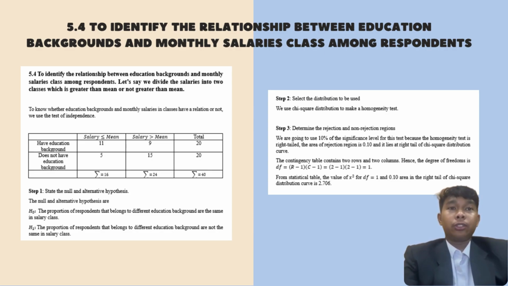So we are going to use 10% of significance level for this test because the homogeneity tests are right tail. So the area of rejection is 0.10 and it lies at the right tail of chi-square distribution curve. The contingency table contains 2 rows and 2 columns. Hence, the degree of freedom is equal to row minus 1 and column minus 1, which is 2 minus 1 and 2 minus 1, so the degree of freedom is 1. From the statistic tables, the value of x squared for degree of freedom of 1 and 0.1 area at the right tail of chi square is equal to 2.706.